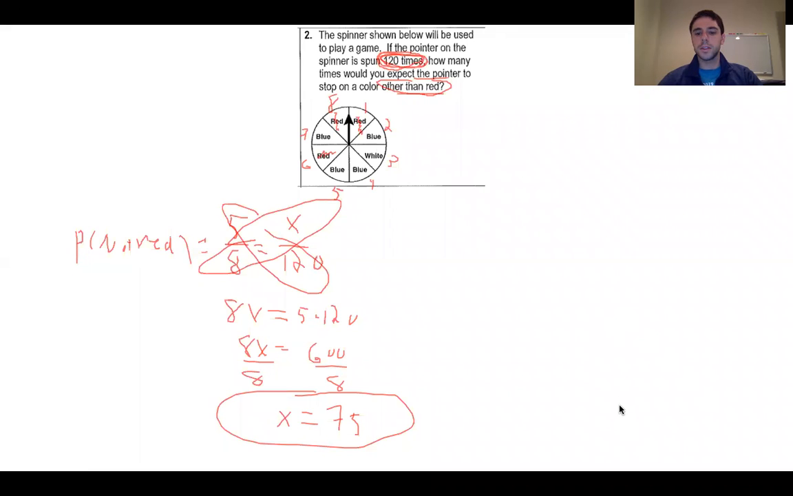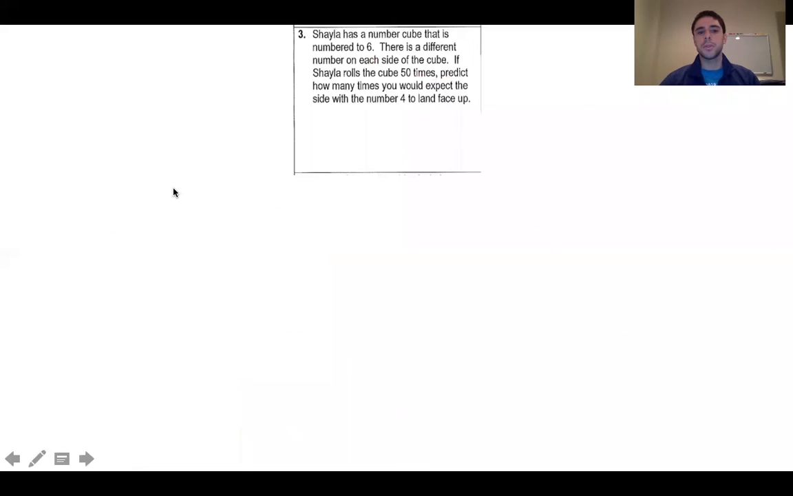Great. So for those of us that just joined us, we are on page 5 of our math packet, and we are working through the problems on that page. Alrighty, let's hop to question number 3.